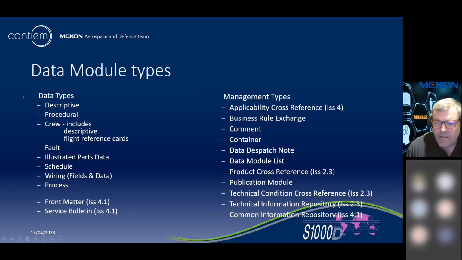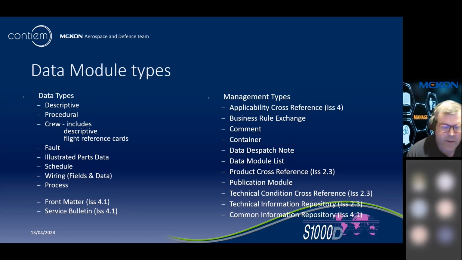There's a couple here in the middle, the data dispatch note and the data module list. The data dispatch note is, if you like, a delivery note. So if you are creating S1000D for a customer, then when you send out your potentially hundreds, if not thousands, of data modules and all their attendant illustrations, you can create a data dispatch note so that the receiving person knows that they've got all the right content at the right version. The data module list is something that you create for your project so that you have a guide as to what data modules you actually need to create. And I'll talk more about the data module list again in a minute as well.